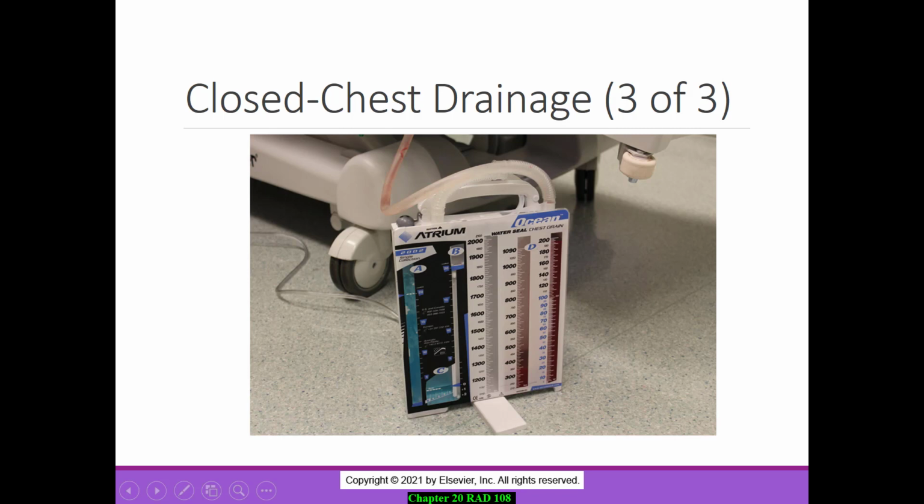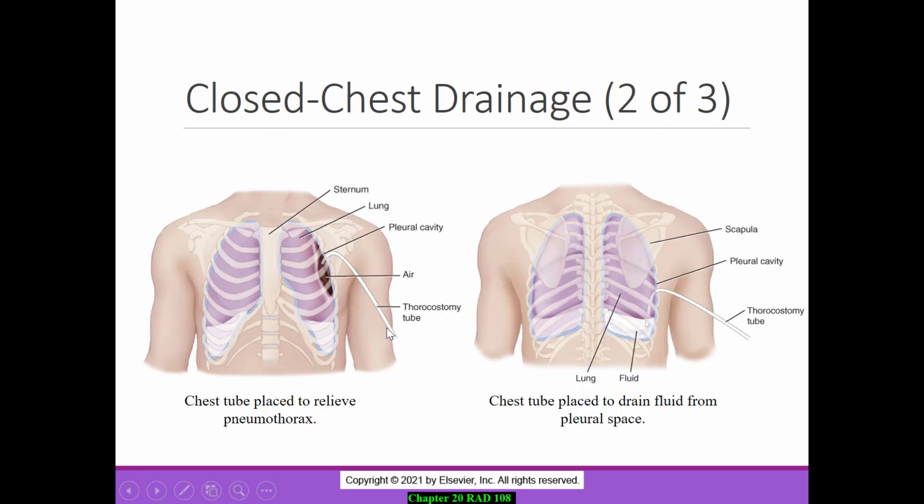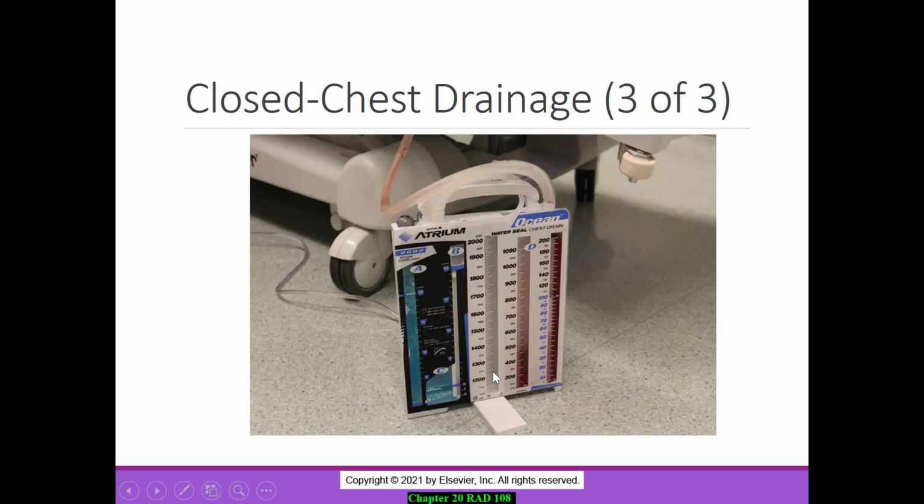So this is how it's inserted, and this is what the device looks like. When it goes in, you're going to see this tube that comes into the pleural cavity, and sometimes they'll place it down here. We do chest radiographs when we're taking a look at this placement. This device does sit nicely on the floor, and if it's coming to the department, then they're going to hang it right on the stretcher.